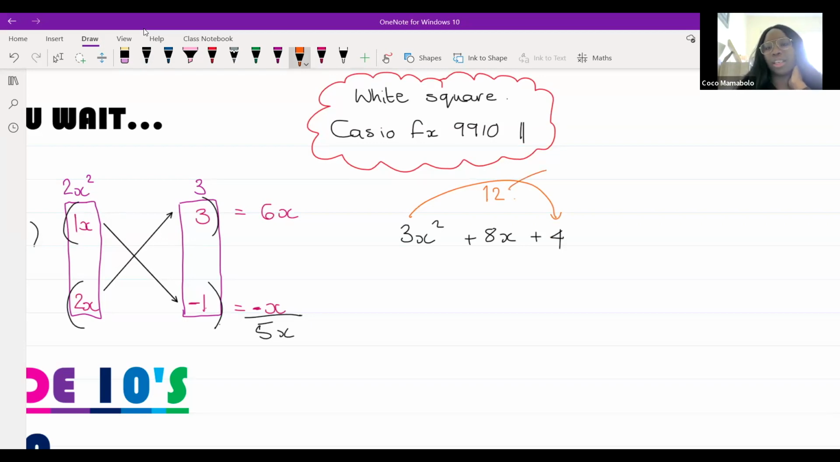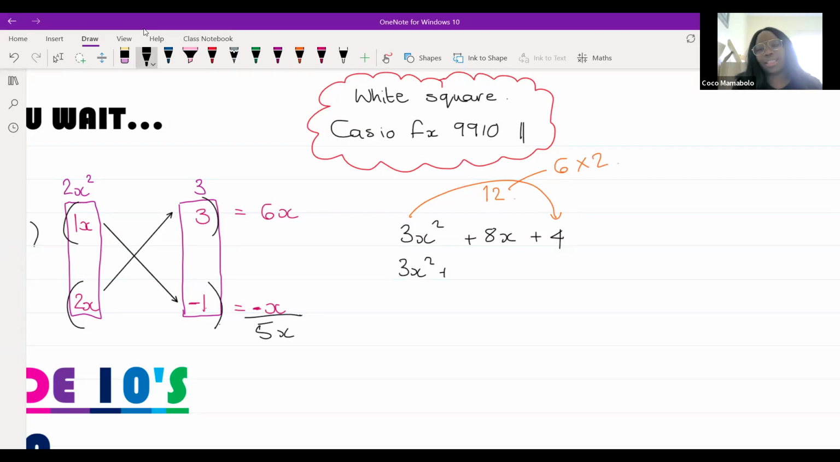I'm trying to think. 3 and 4 would give me 7. Positive 6 and positive 2. Correct. Positive 2 and positive 6. Excellent. Then you place your equation down as 3x squared plus 2x plus 6x plus 4.